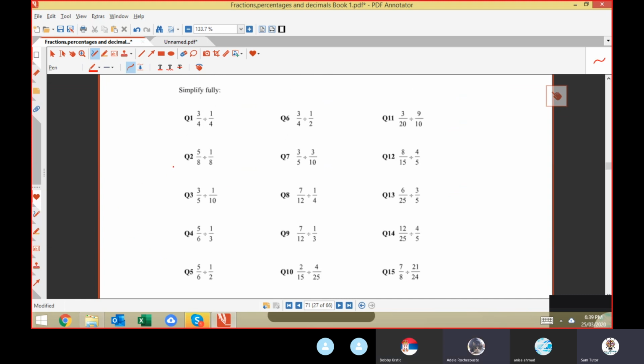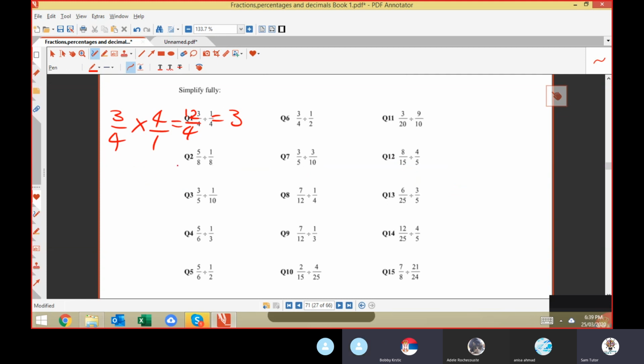Again, we'll just do one each. We'll start with you, Bobby. Question 1. 3 over 4. Wait, don't you flip it? Yeah, so no, you don't flip the first one. Times 4 over 1, equals 12 over 4, which you can simplify to just 3.